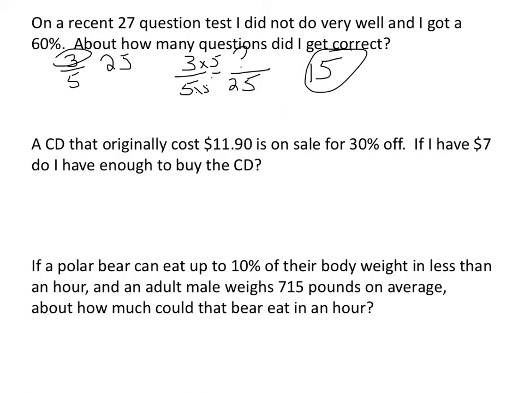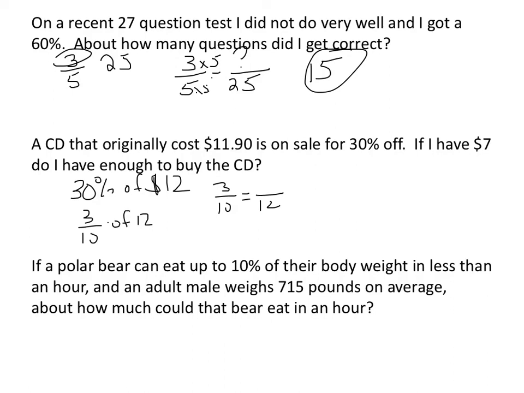Alright, the next one, a CD that originally cost $11.90 is on sale for 30% off. If I have $7, do I have enough to buy the CD? So if it's 30% off, we can find 30% of $11.90, or we can do 30% of $12. 30% is going to be 3/10 of 12. Once again, we can use a proportion.